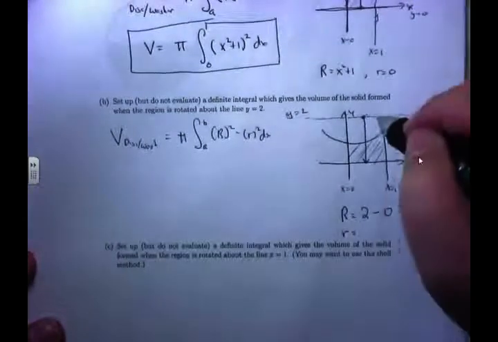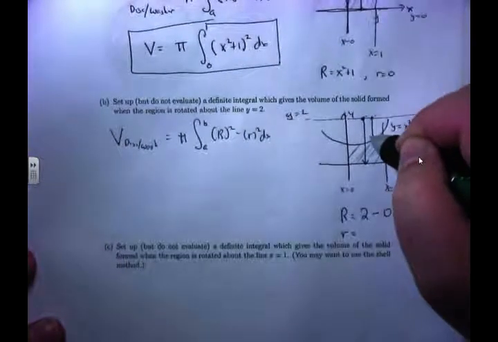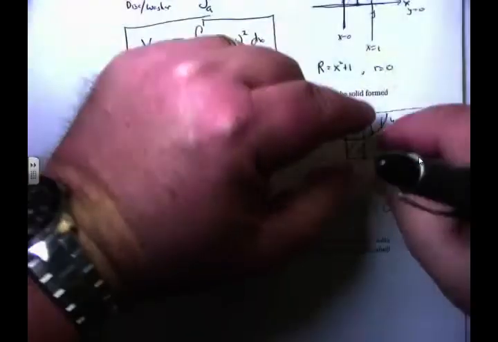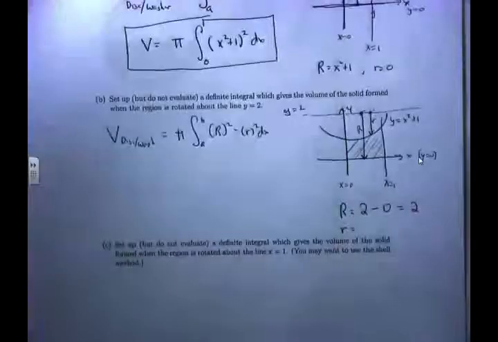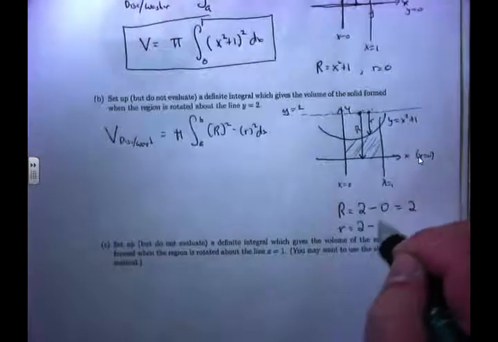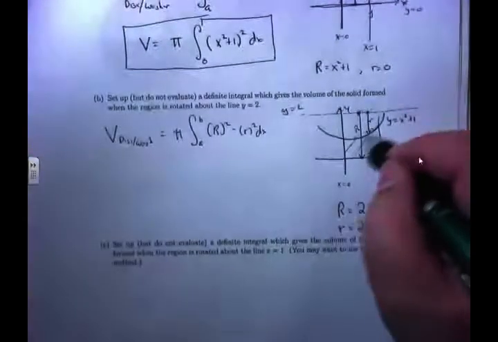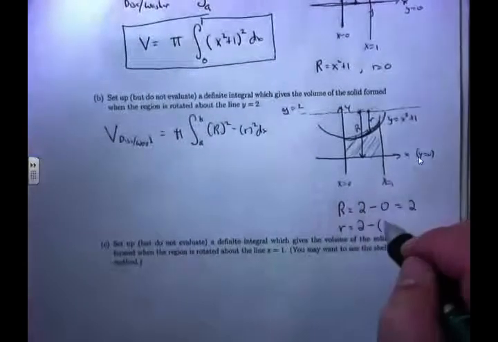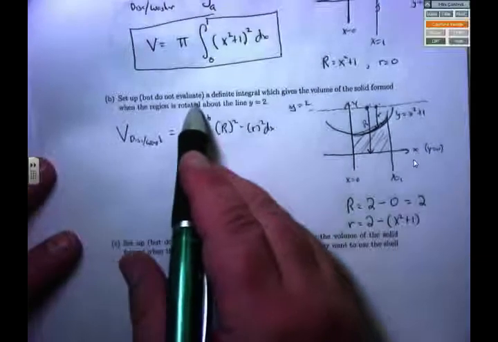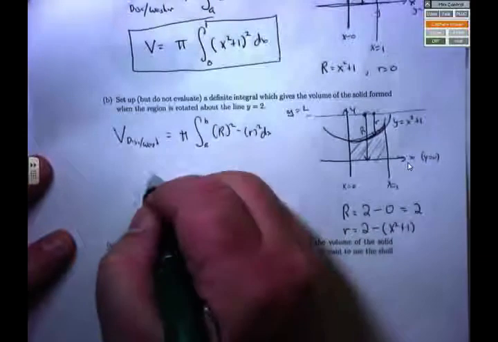My little radius, however, is from the x-axis to the inside part of my region as you observe it being rotated. So you have to visualize this stuff. Little radius would be the axis of rotation, which is 2, minus, in this case, the function, which is x squared plus 1. Now you can clean them up if you want to, but you didn't have to. Because they told you just to set up and do not evaluate the formula.